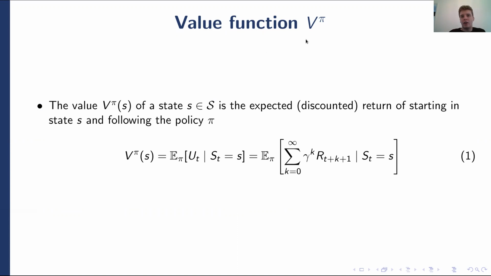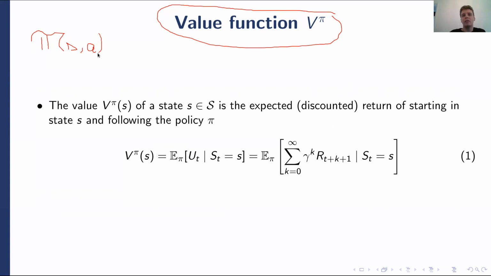Okay, so let's talk about the value function, v pi. So remember that pi is a policy. Pi is that function that, given a state and an action, gives me the probability of, in that state S, taking an action A. Okay, and so the policy basically encodes the behavior of the agent.